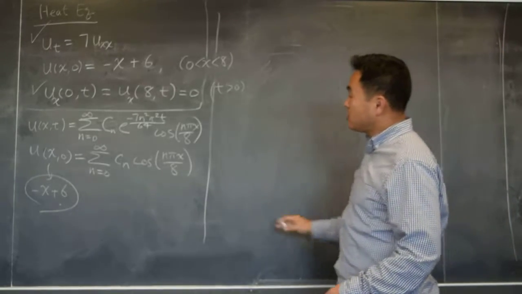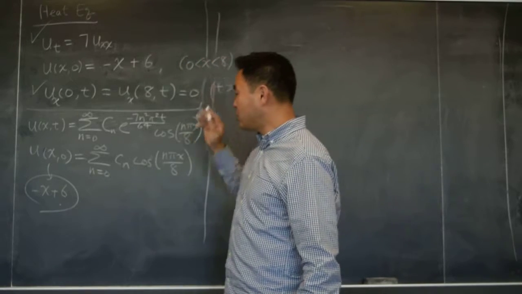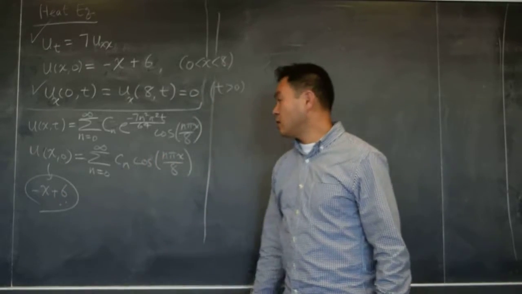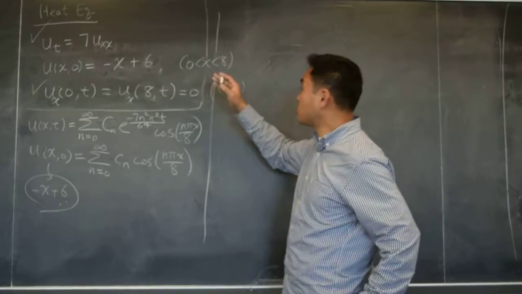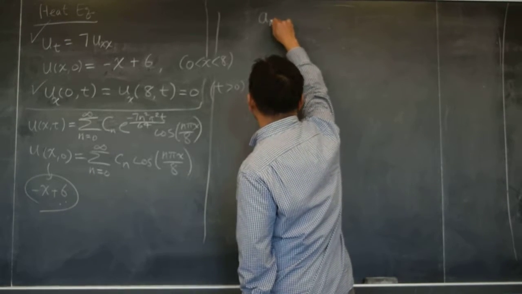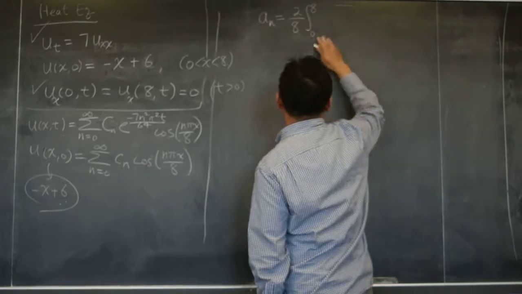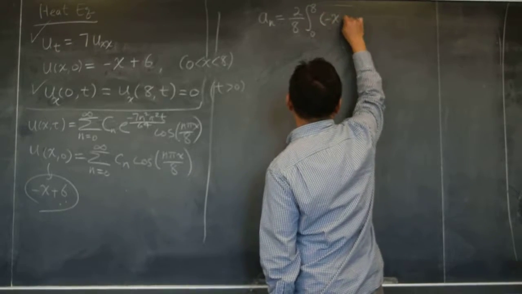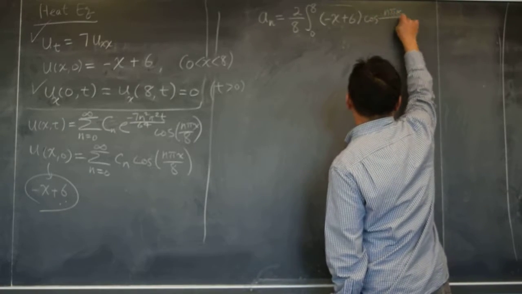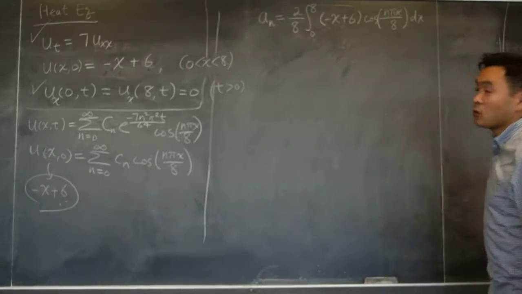Because you want this to equal this one for x between 0 and 8, you're basically trying to find the Fourier cosine series of this function in this domain. So let's find a_n. This is 2 over 8, integral from 0 to 8, of the function negative x plus 6 times cosine n pi x over 8 dx. That's what we have to compute.